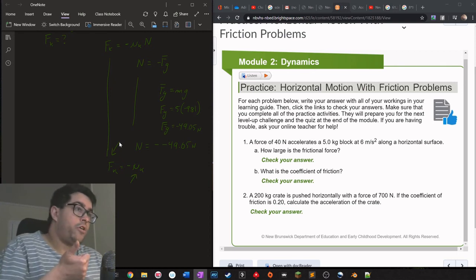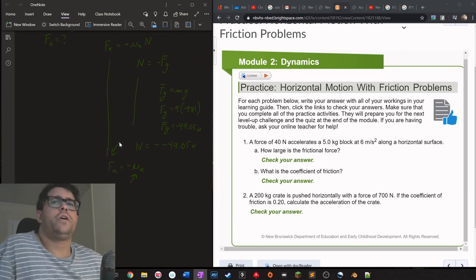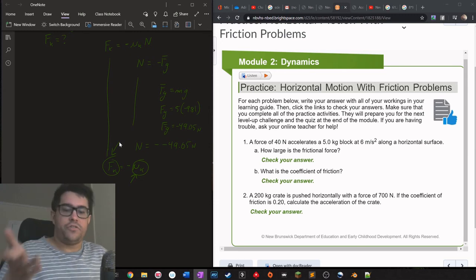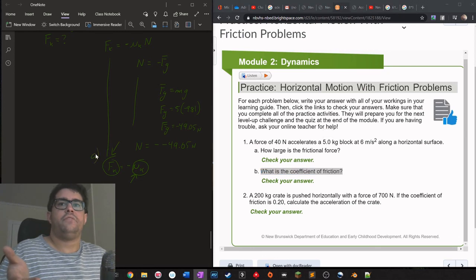We don't know what type of block it is and what type of surface it is. We can't look it up. We don't know what mu k is. So if you want me to find this and you don't give me this, can't find it. So it's not going to be using this idea. Plus, if I look at the next question, it literally asks what the coefficient of friction is. So it's basically asking you to find this first in A and find this in B.